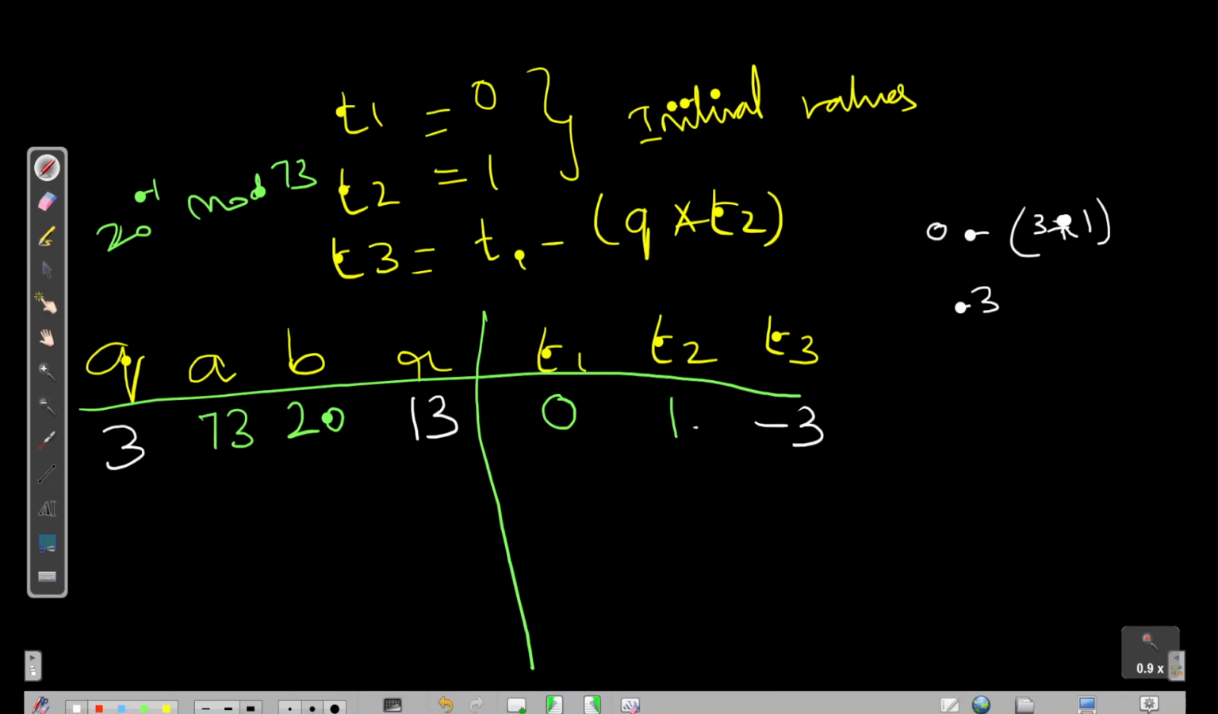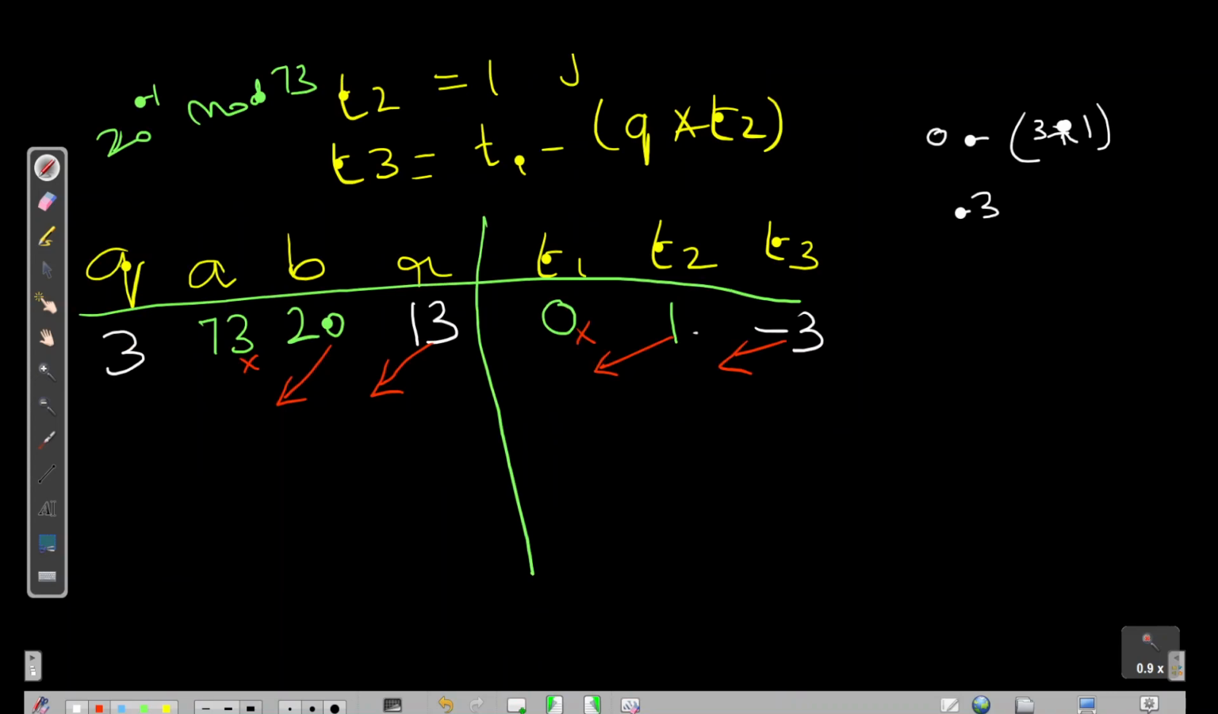Now the next step is to shift the values. Ignore the first column here. Shift B to A, shift R to B. Similarly, ignore T1, shift T2 to T1 and shift T3 to T2. This step will be iterated for every step. Now let us repeat one more time.